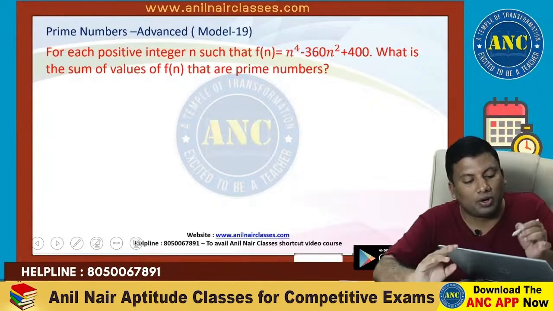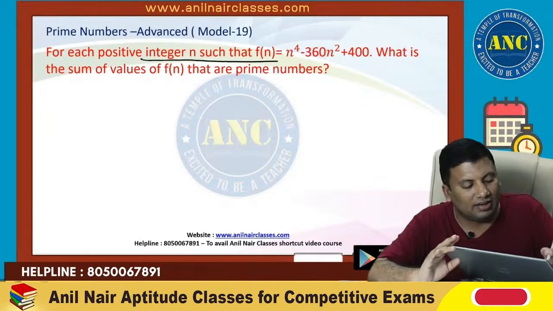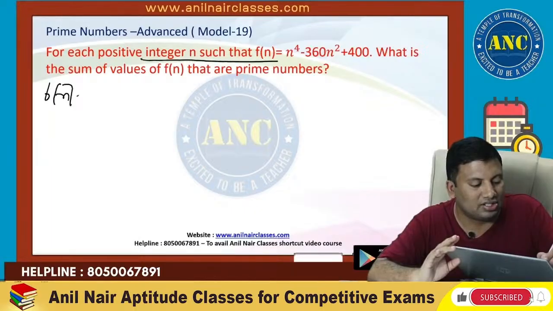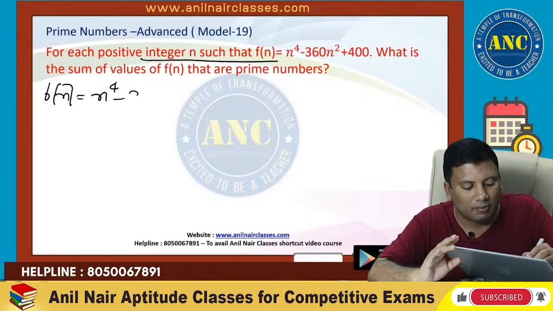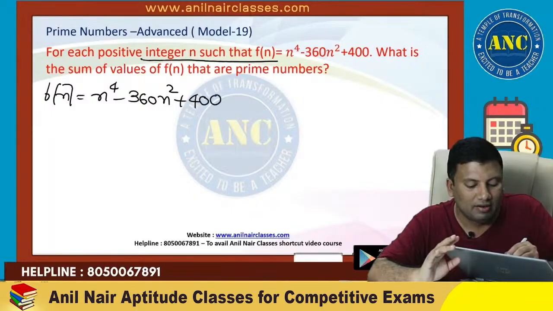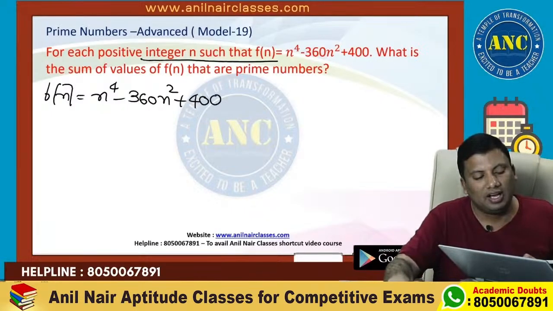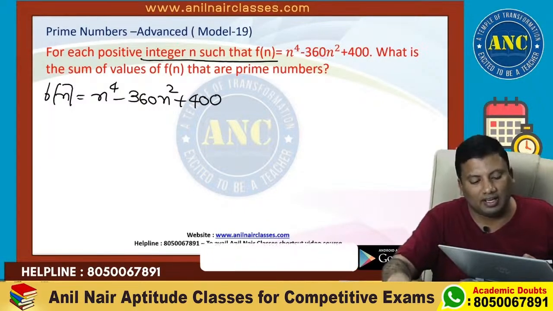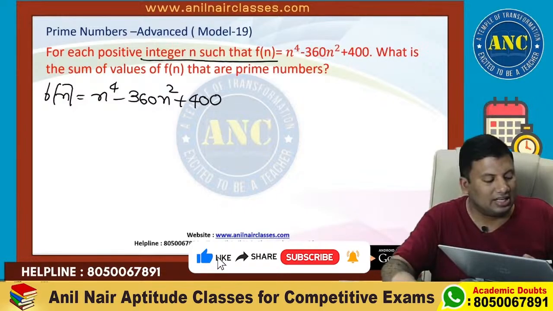For each positive integer n, f of n is a degree 4 polynomial given by n power 4 minus 360 n square plus 400. For how many values of n is f of n a prime number?